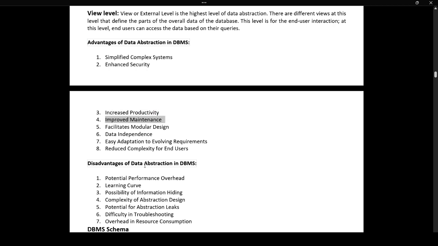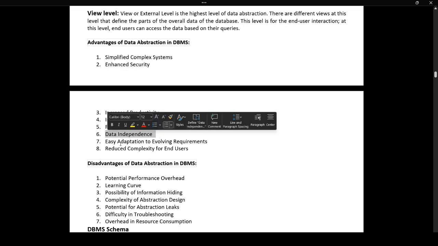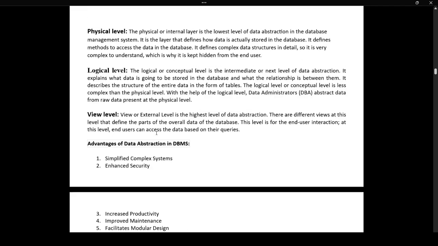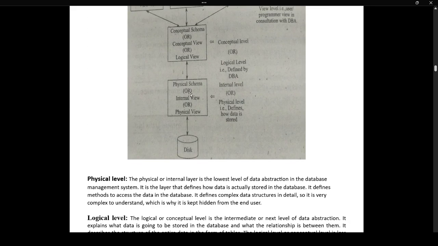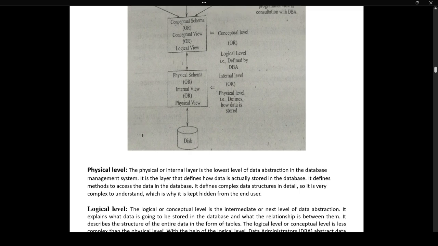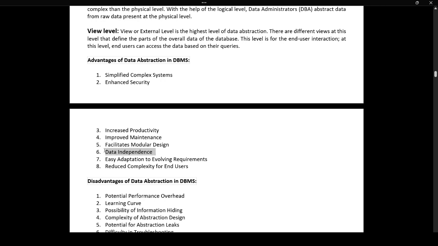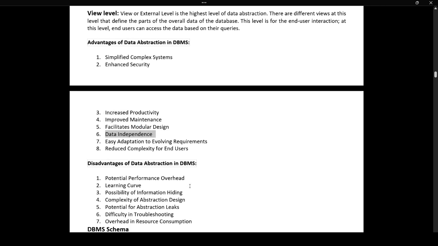Okay, improved maintenance. Obviously, for example, maintaining 1,000 people is complicated. If we make them level-wise, batch-wise, then it's easy to maintain them. Okay, facilitates modular design, so it is also easy to design new databases, new technologies. Data independence, that is nothing but the changes in this level do not make changes in this level. Okay, and this data independence concept you are going to dive deep into after two topics.